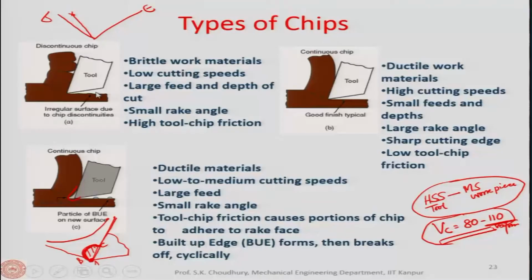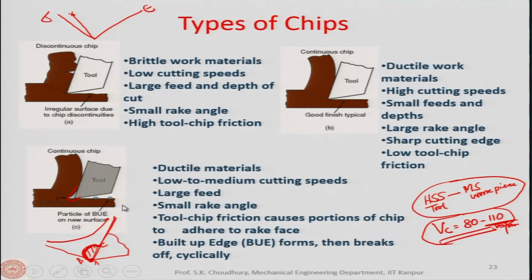So, once again, mostly it is oblique cutting that is in practice. Next we discuss the types of chips, and I told you that there are continuous chips, discontinuous chips, and continuous chips with a built up edge formation. I told you about the mechanism of built up edge formation, that is, why a built up edge is formed.